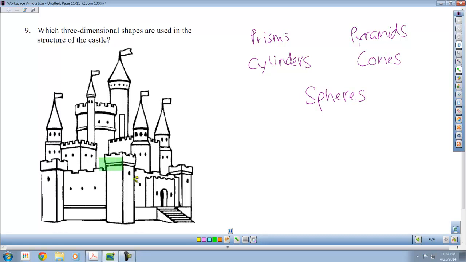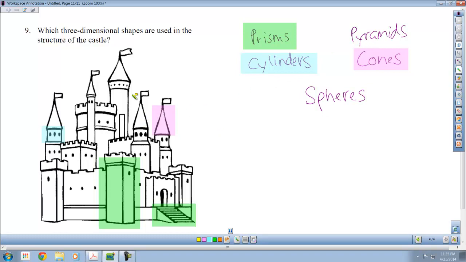Well, how about that guy right there, or even this guy right here? Aren't both of those prisms? So we definitely have some prisms. Okay, and let's see. How about this thing right here? Is that a pyramid or is that a cone? Well, we can see it's rounded right there, so that is definitely a cone. Okay, anything else you see? Well, if that's a cone up there, what about that thing right there? Wouldn't that be a cylinder? Definitely a cylinder.